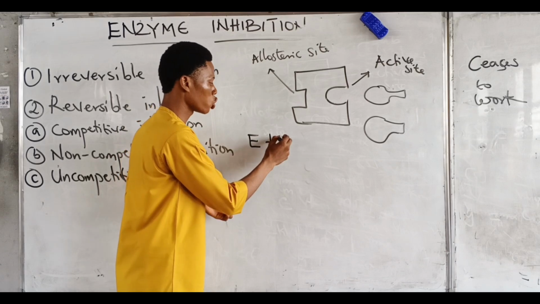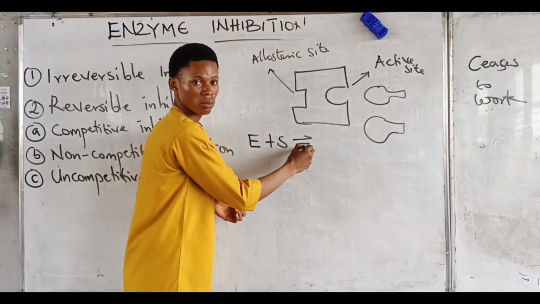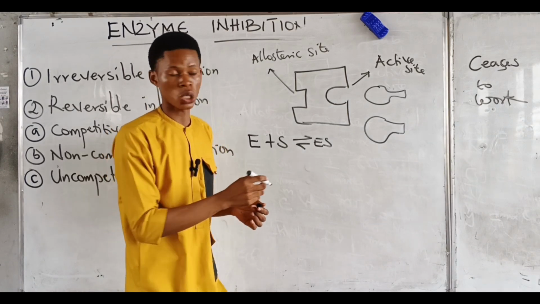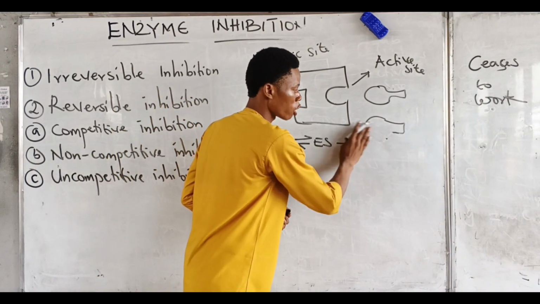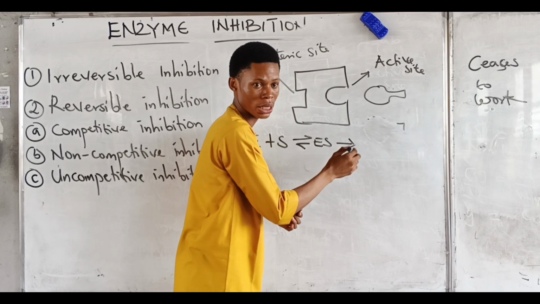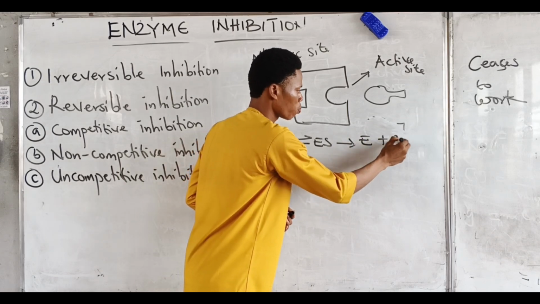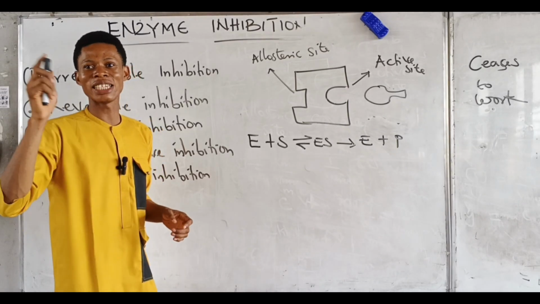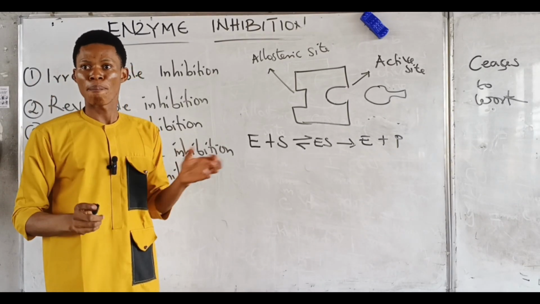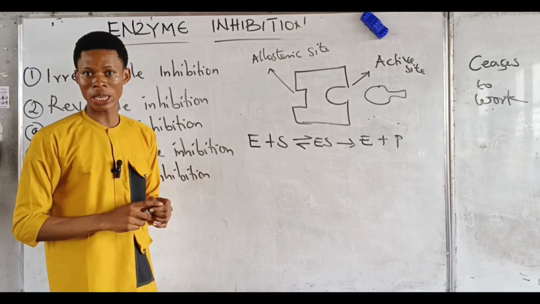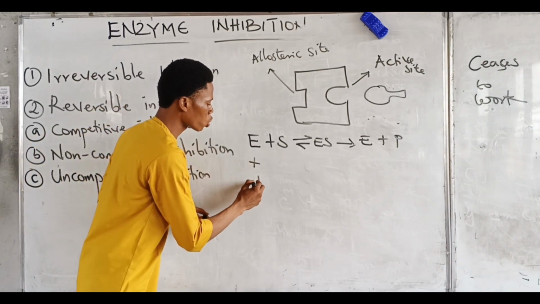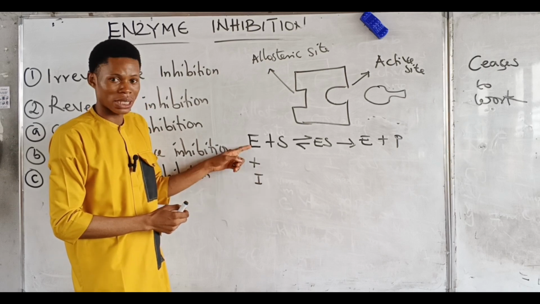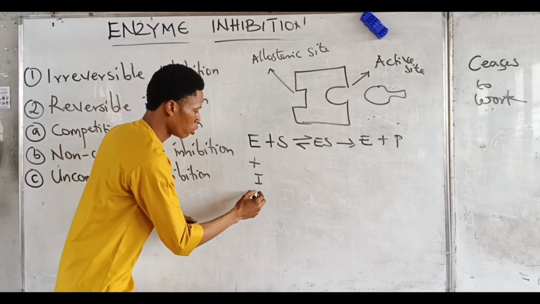Normally, enzyme plus substrate is supposed to give us the enzyme substrate complex. Then if catalysis takes place, we have product. But remember that the enzyme is not used up in a reaction, so we have enzyme plus product. Good. But can a competitive inhibitor bind to the active site? So a competitive inhibitor can also bind here to the enzyme.